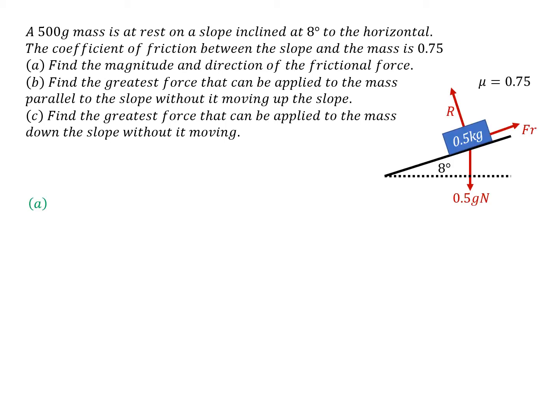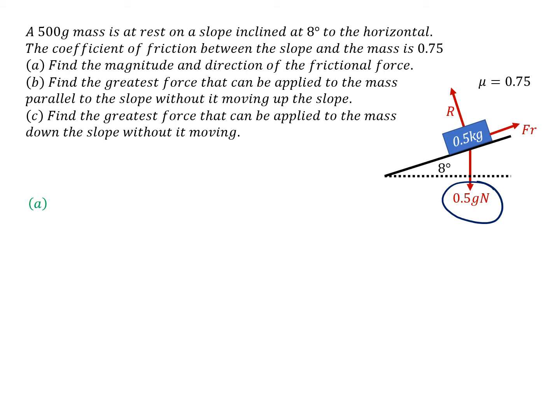Well, here we are, we've got the mass at rest, we've got the slope inclined at 8 degrees, coefficient of friction. And because the mass wants to slip down the plane, the friction is opposing that motion. The friction is parallel to the plane, but up the plane. We've got the weight of the object, 0.5 g, and we've got the normal reaction perpendicular to the plane.